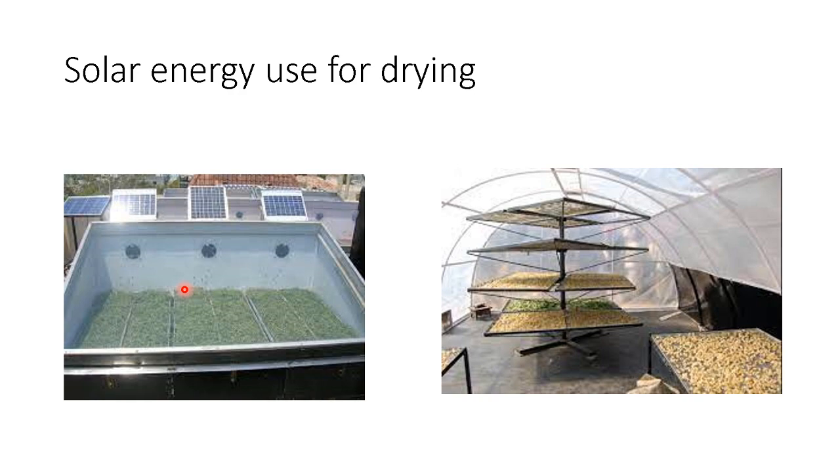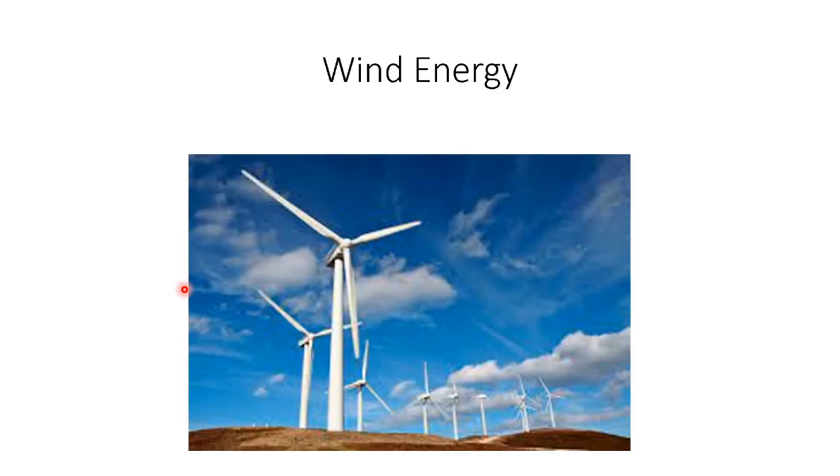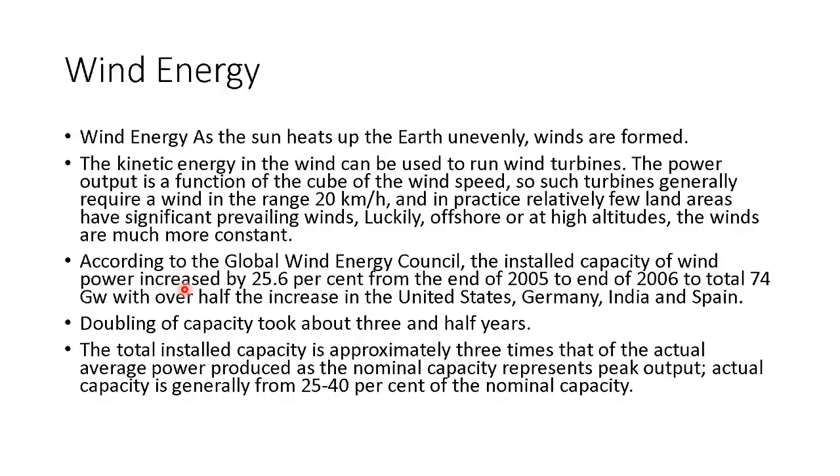Now next is the energy in the form of wind. As the sun heats up the earth unevenly, winds are formed. The kinetic energy in the wind can be used to run wind turbines. As we know, the windmills, the turbines, are rotating.